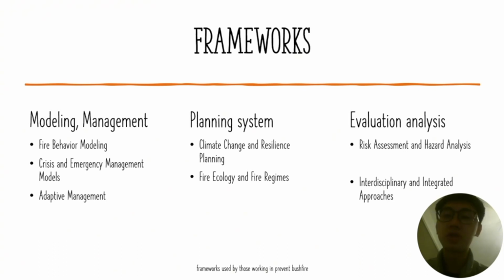Crisis and emergency management model. These approaches give equal attention to preparedness, response, recovery, and mitigation during all stages of disaster management. They offer a methodical way to handle wildfire crises. Adaptive management. This methodology acknowledges the dynamic and unpredictable character of bushfires and promotes ongoing learning and strategy changes based on monitoring and feedback. The second category is planning system, climate change and resilience planning.